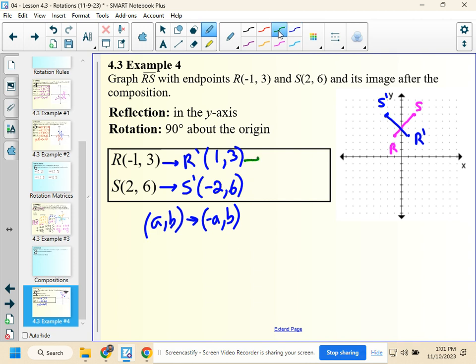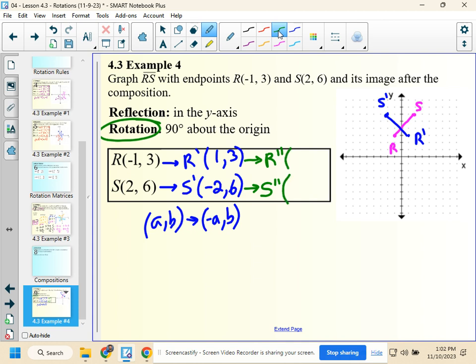We have one more round to do. We haven't done this rotation yet. So now I'm going to show another set of arrows. We've never done this yet. I got another set of arrows saying, hey, there's another transformation taking place. What's that transformation? That's going to give us 2 new points, R double prime, which we talked about a little bit in the first lesson on how to use that notation, and S double prime.